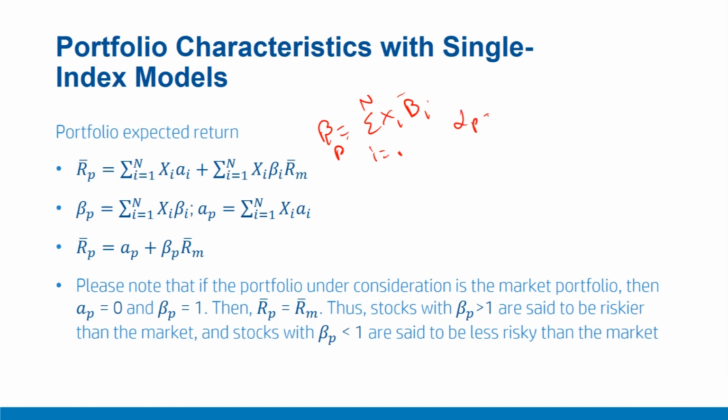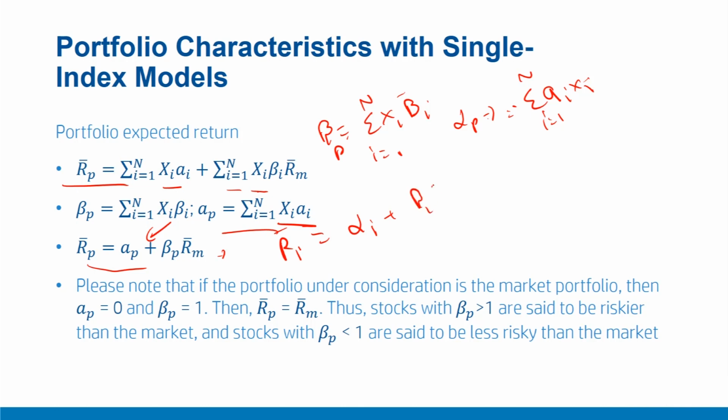Similarly, alpha p can also be defined as the summation of ai times xi, i equal to 1 to n. And therefore, the resulting expression for the portfolio becomes the summation of xi alpha i over i equal to 1 to n, and the summation of xi beta i times rm bar, i equal to 1 to n. If I put this expression as alpha p and this expression as beta p, again rp bar equals alpha p plus beta p times rm bar, which is very similar to the equation that we already saw, which is alpha i plus beta i times rm bar.